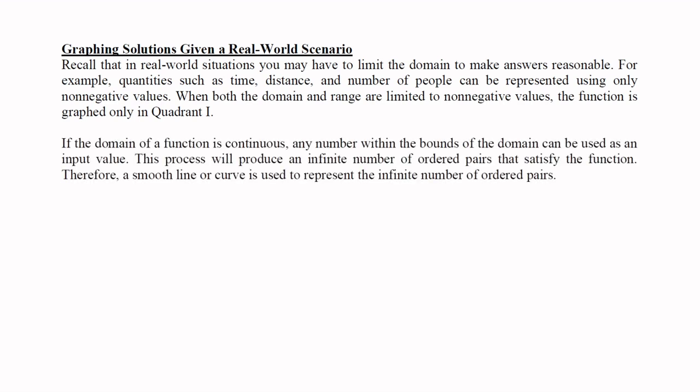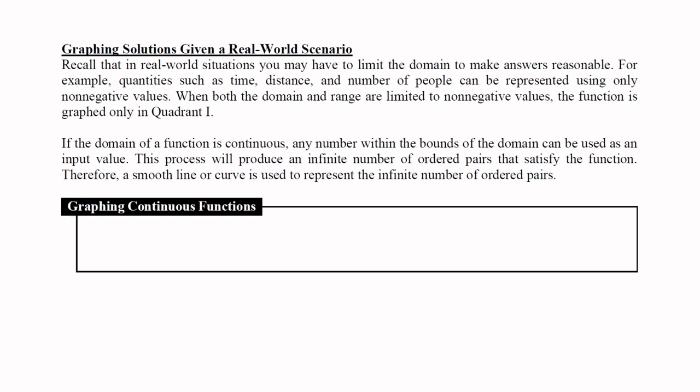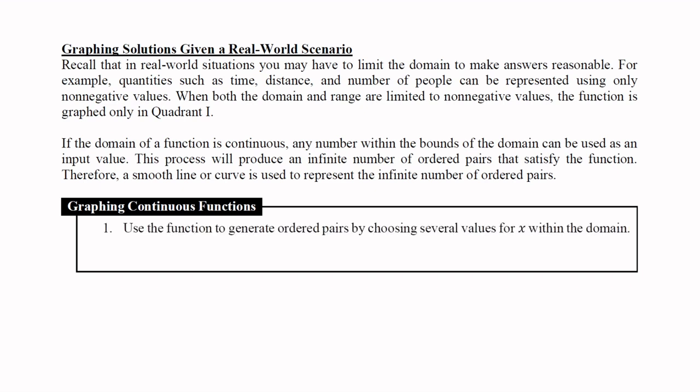If the domain of a function is continuous, any number within the bounds of the domain can be used as an input value. This process will produce an infinite number of ordered pairs that satisfies the function. Therefore, a smooth line or curve is used to represent the infinite number of ordered pairs. When graphing continuous functions, use the function to generate ordered pairs by choosing several values for x within the domain. Plot enough points to see a pattern for the graph, then connect the points with a line or smooth curve.